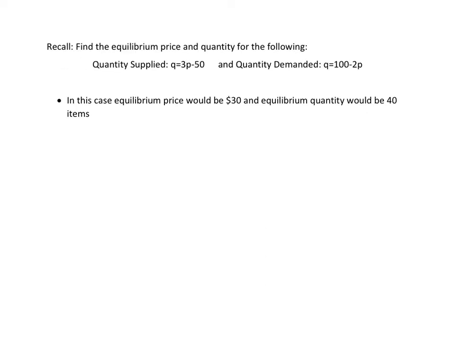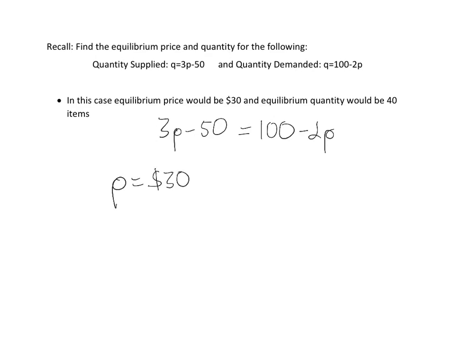So let's see how these affect supply and demand. But first, just recall that we found equilibrium when supply equals demand. So in this case, we would say equilibrium price would be 30 and quantity would be 40. And this simply came from solving this equation, as we discussed previously when we were looking at supply and demand. If you solve this, you would get P, our equilibrium price, to be $30 and our equilibrium quantity to be 40. Let's keep that in mind for this next example, because we're going to take this example and build on it.